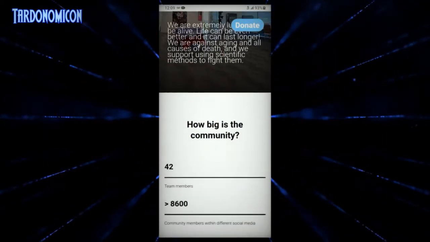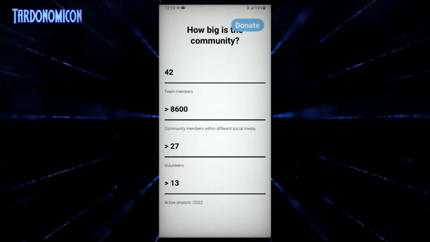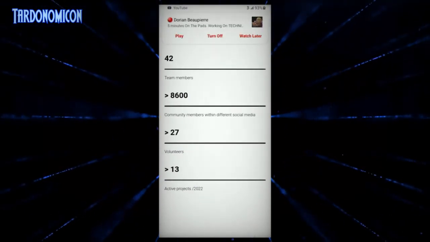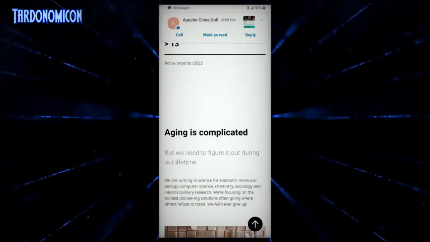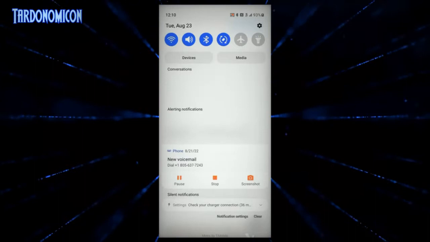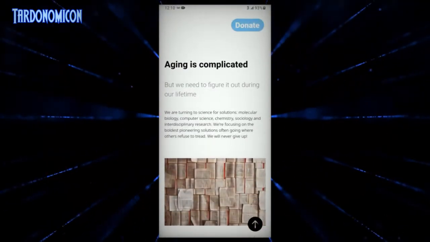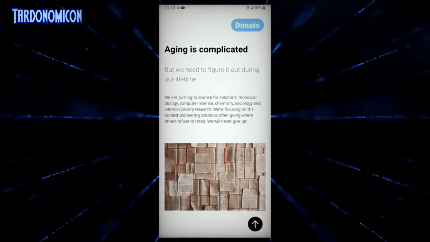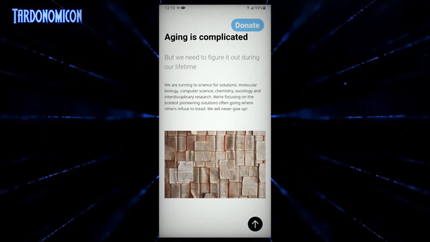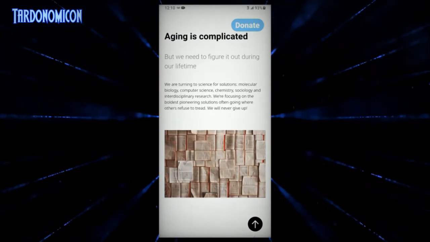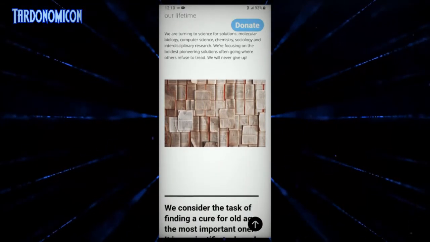How big is the community? Team members, over 8,600. Community members with different social media, 27. Volunteers, 13. Aging is complicated, but we need to figure it out during our lifetime. We are turning to science for solutions: molecular biology, computer science, chemistry, sociology, and interdisciplinary research. We're focusing on the boldest pioneering solutions, often going where others refuse to tread. We will never give up.